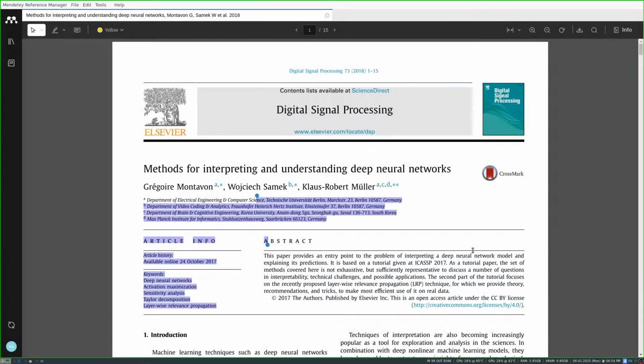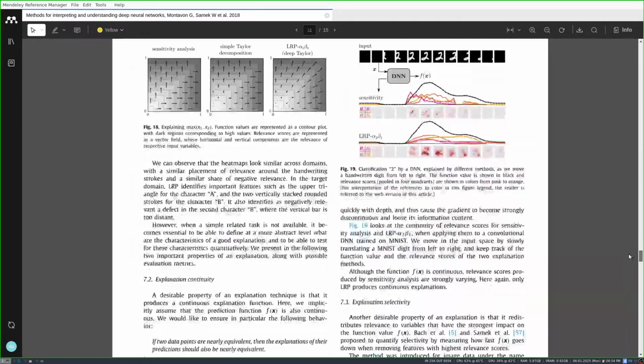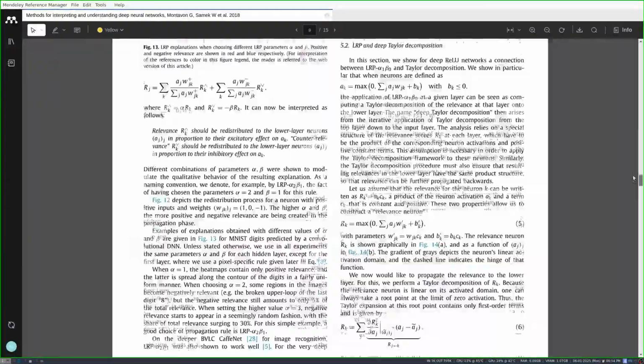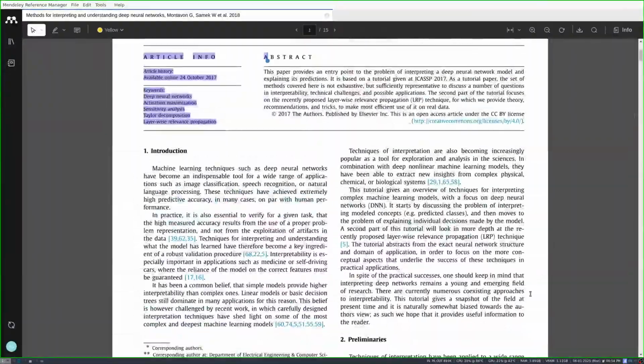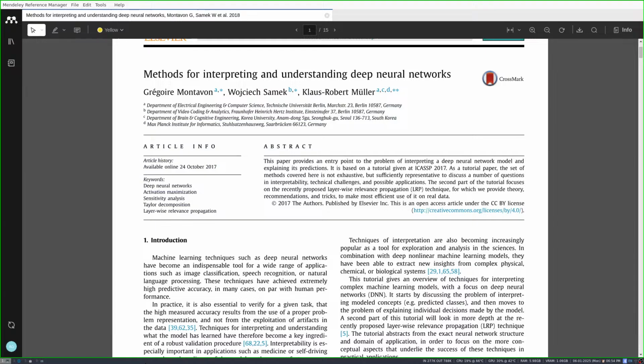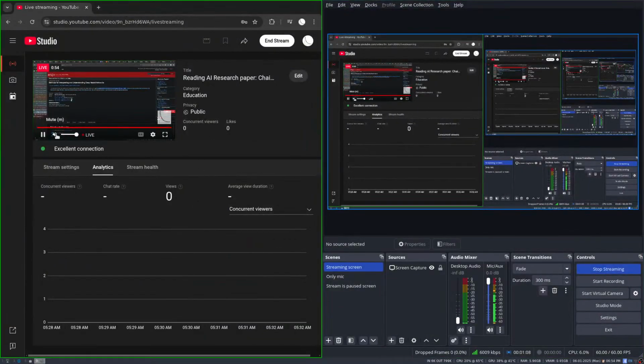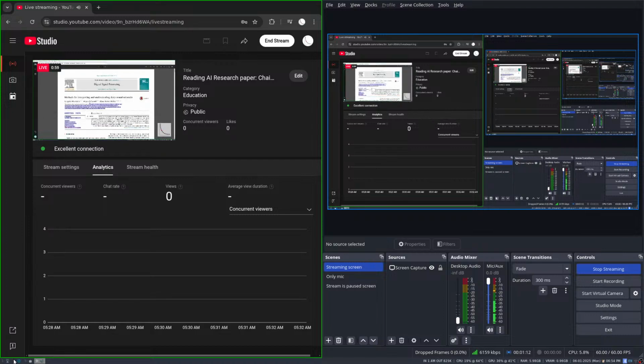So this is a paper. The paper is decently long, so I'm not sure if I'll be able to read the whole thing today, but it depends on how difficult the paper is to read. Just before we continue, just ensuring that my voice is clear.